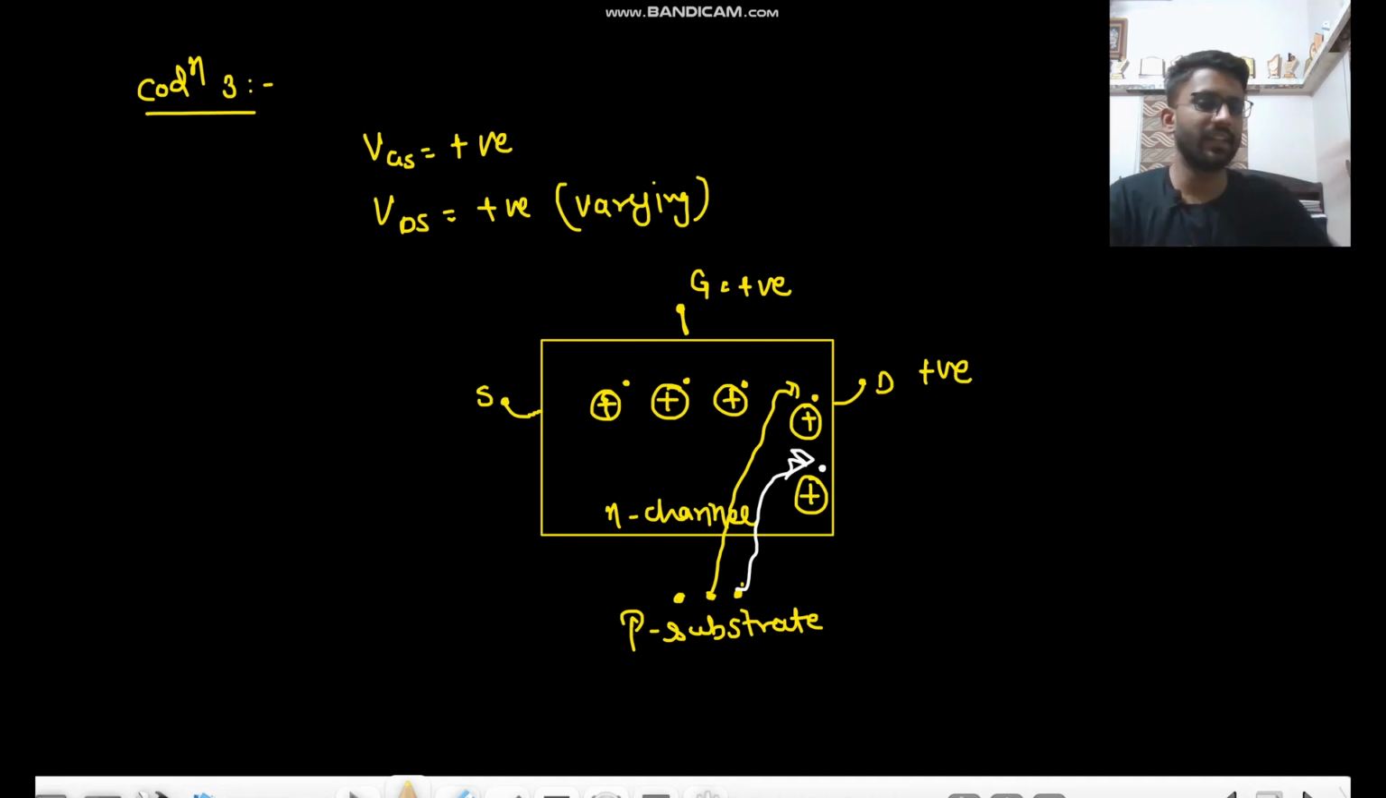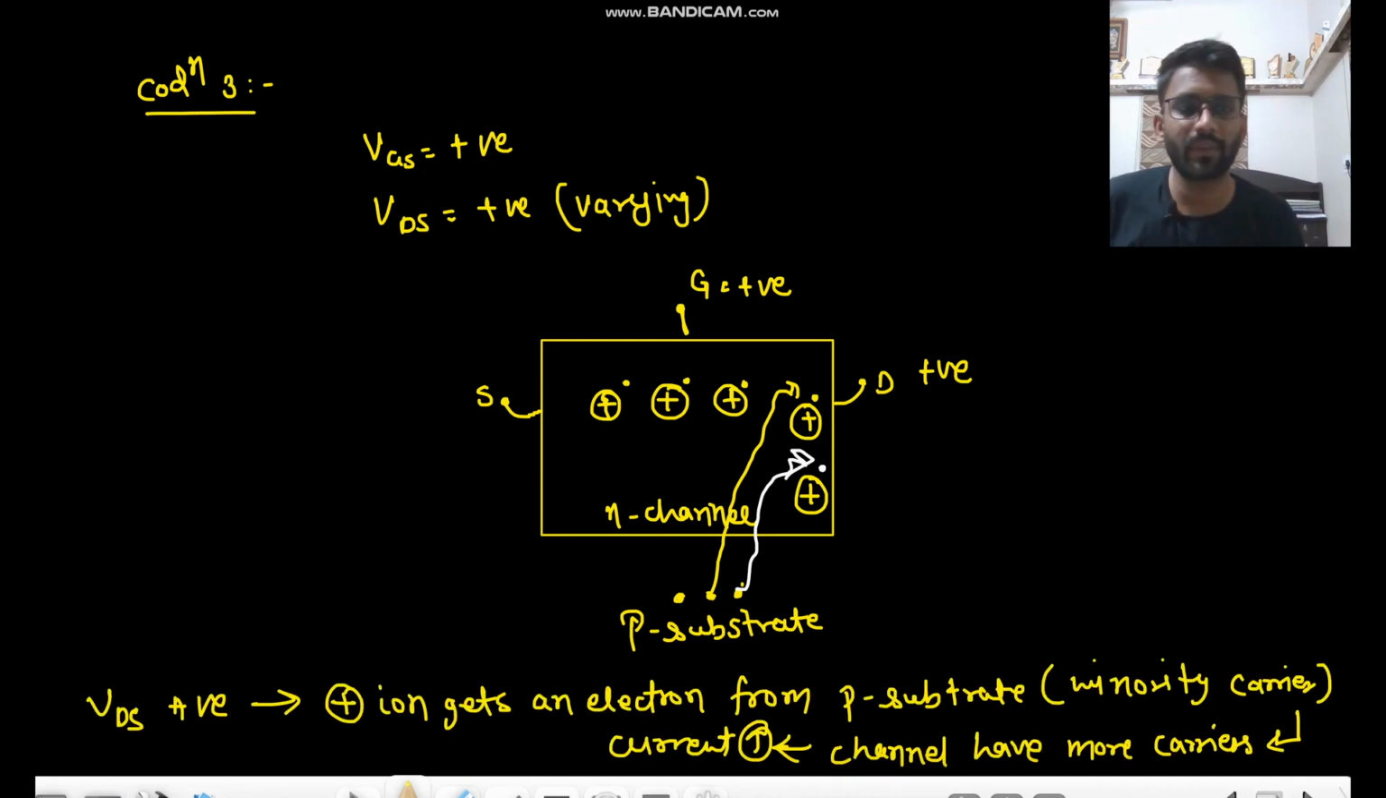Also there is some reverse bias as well, and because of that the electrons will get attracted and the current will increase. So because of the positive potential applied, the majority charge carrier in the channel is getting increased and the current increases. Okay, so that is what I write. VDS is positive, then the positive ion gets an electron from the P substrate, which has minority charge carrier electrons. So these electrons come there, and the channel will have more charge carriers. Now the current will increase.